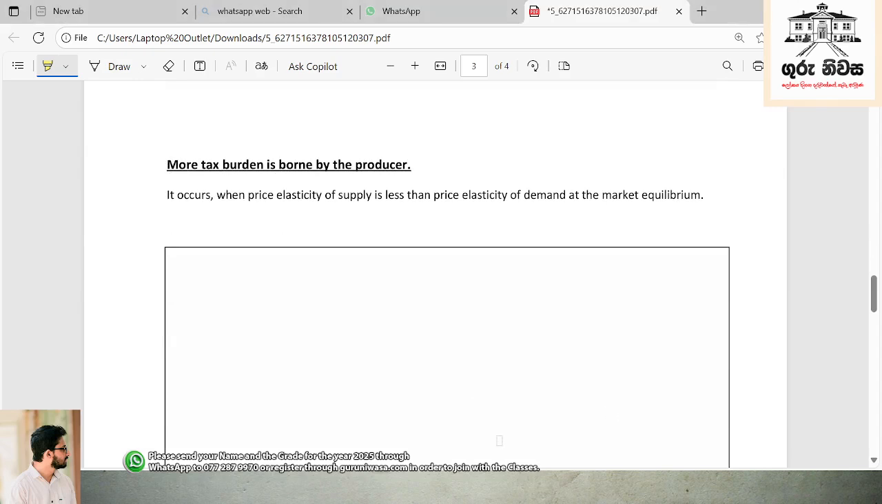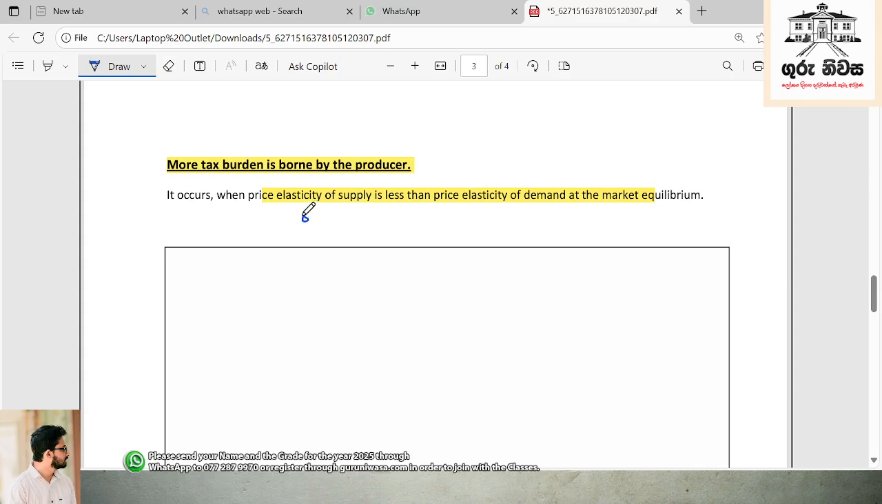More tax burden is borne by the producer. Opposite. It occurs the other way, when price elasticity of supply is less than price elasticity of demand. For example, assume price elasticity of supply is 0.2 and price elasticity of demand is 1.6, the other way.